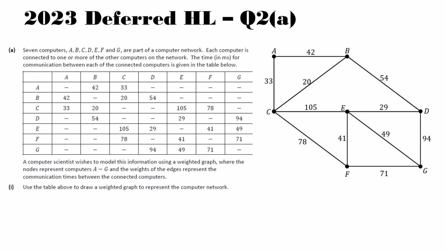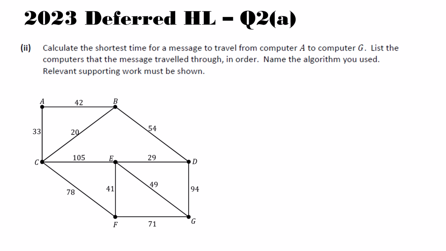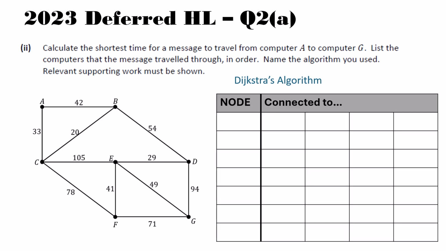So part 2 asks us to calculate the shortest time for a message to travel from computer A to computer G. List the computers that the message travels through in order, name the algorithm used, and relevant supporting work must be shown. So we're going to use Dijkstra's algorithm for this, and we're going to work in the same way.